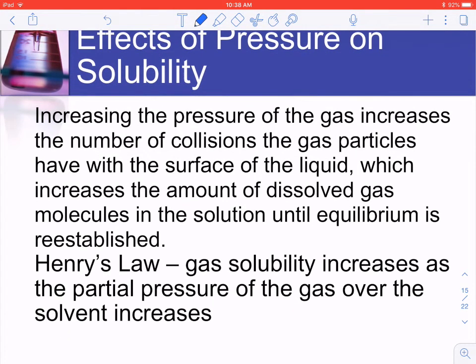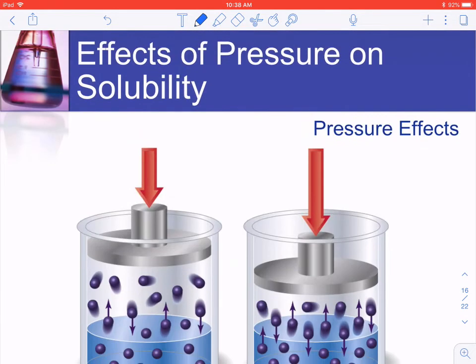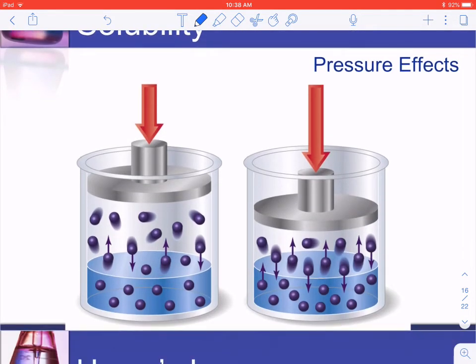So what happens if we increase the pressure of the gas? And again, we have different ways of doing that. We can either increase temperature, we can decrease volume, we can increase the amount of gas. What's going to happen when we do that is we are going to increase the number of collisions between the gas particles and the surface of the liquid, which means more and more of those gas particles are going to be able to enter the liquid. And so we refer to that as Henry's law. And I'll give you a moment to jot down Henry's law here in a second. But Henry's law conceptually basically looks like this.